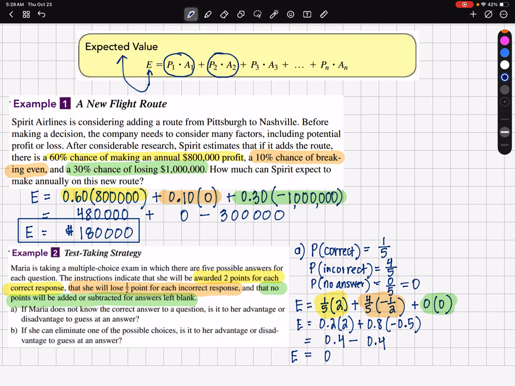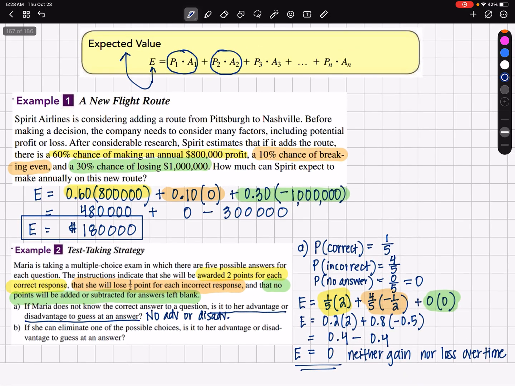So the expected value, is it to her advantage or disadvantage to guess at an answer? The answer is no. There's neither a gain nor loss over time. So the answer is no advantage or disadvantage.